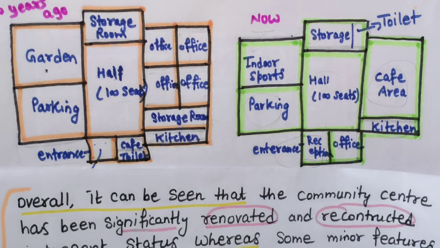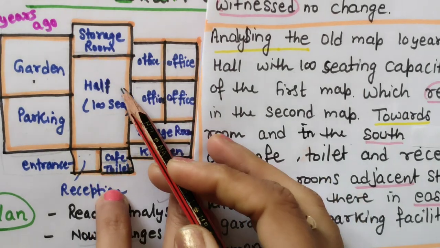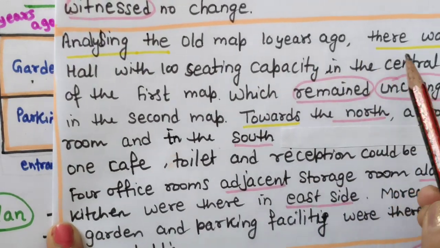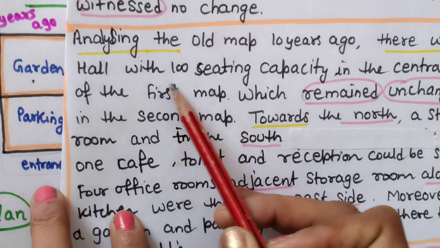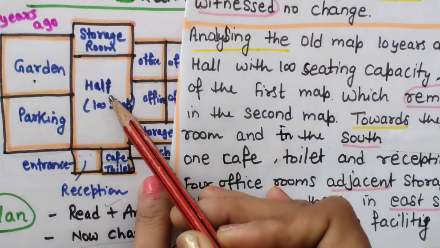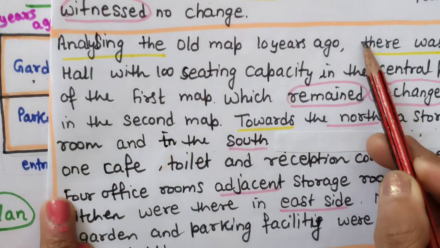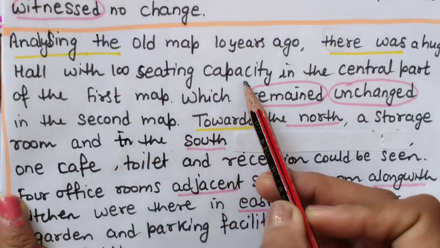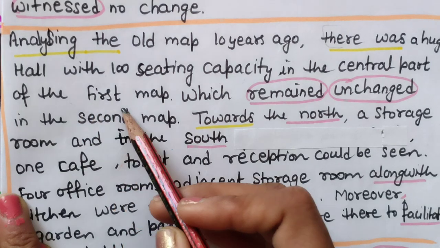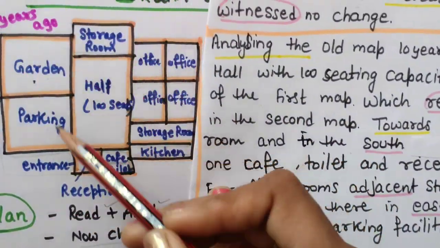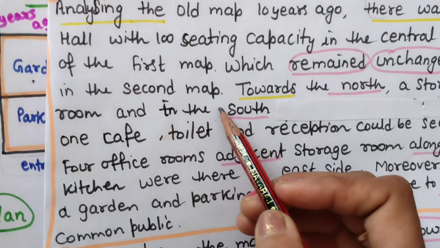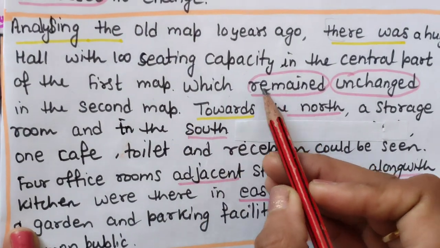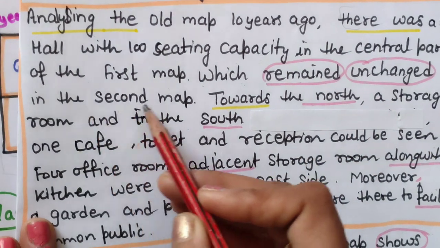So what I have written, see, for the first map we will be analyzing the old map 10 years ago. There was a huge hall with 100 seating capacity. See this, there was a huge hall. So please follow this sentence structure. There was a huge hall with 100 seating capacity in the central part of the first map, which remained unchanged in the second map. Some comparison I am doing here.